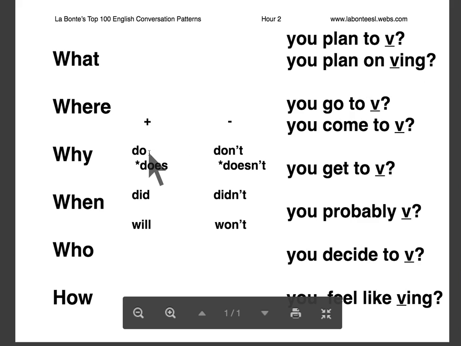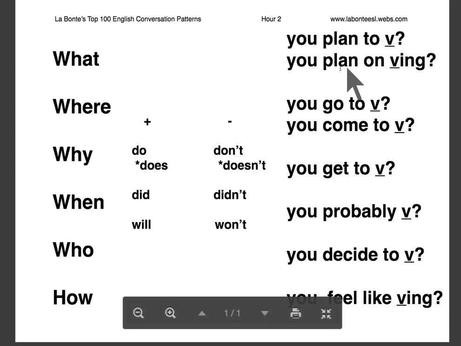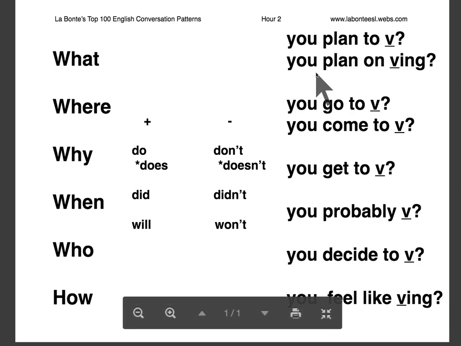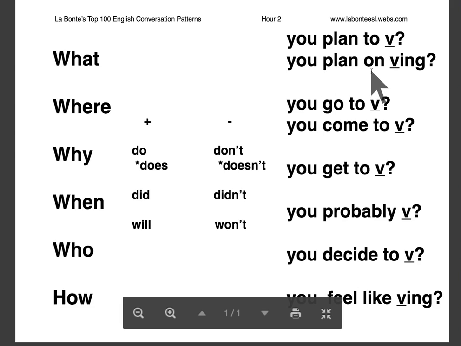And I go through, do you plan to go? Don't you plan on going? They have to give me the same tense and whether it's a positive or a negative. So if I say, don't you plan on going? They have to say, I don't plan on going. There's no need to say yes or no. It's just not necessary while we're studying here. In conversation, yes, but not during our practice.